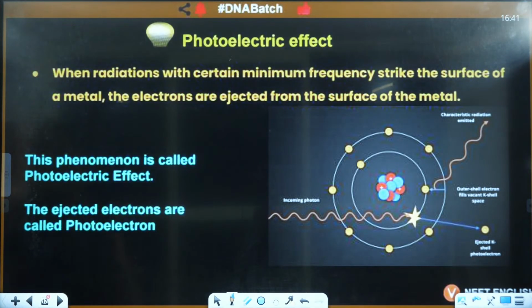Now, the next topic is the photoelectric effect. How many of you are ready for the photoelectric effect?